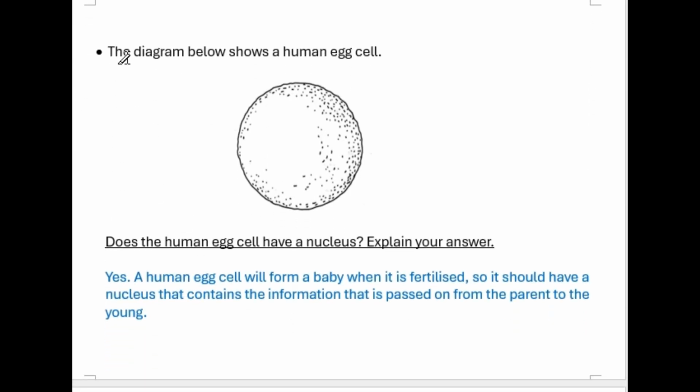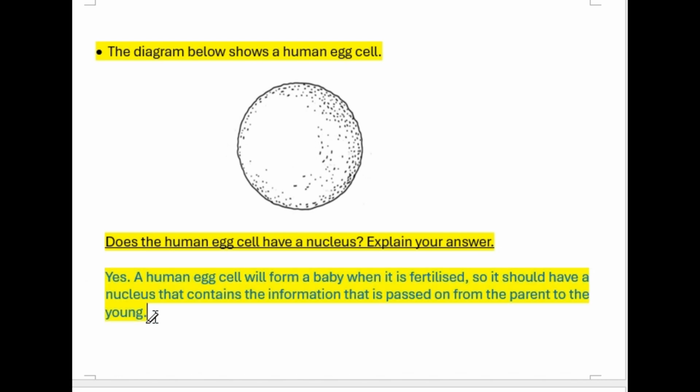The diagram below shows a human egg cell. Does the human egg cell have a nucleus? Explain your answer. Yes. A human egg cell will form a baby when it is fertilized, so it should have a nucleus that contains the information that is passed on from the parent to the young.